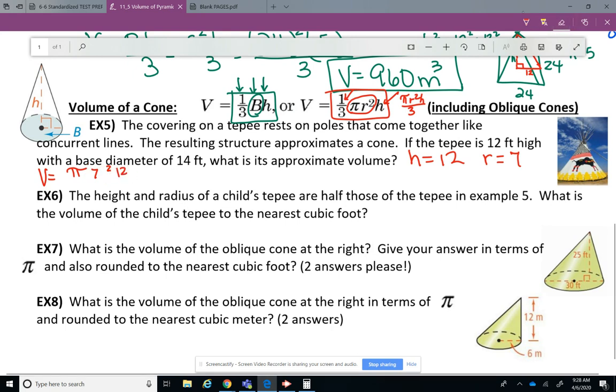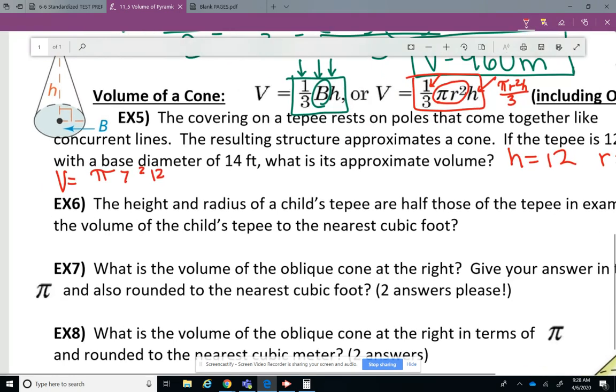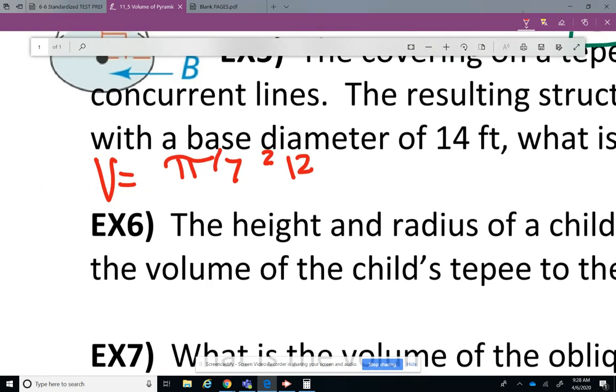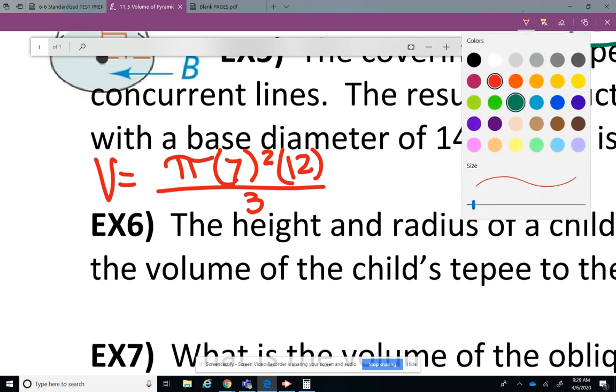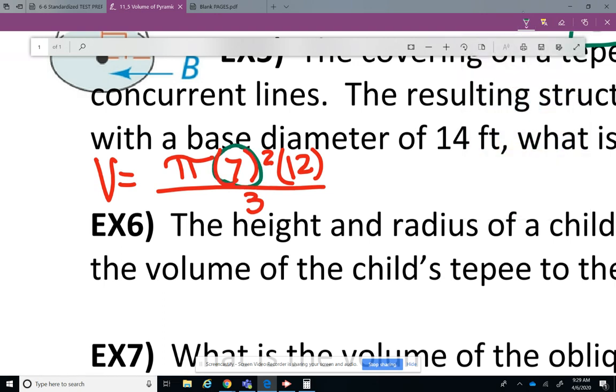I'm going to make this a little bit bigger so you can see what I'm doing. Pi r squared times the height divided by 3. Now you can cancel the 3 and the 12, but if the 12 was where the 7 was, you can't cancel it yet because that's not what that number is yet. That number is really 49. So it's really pi times 49 times 12 divided by 3.